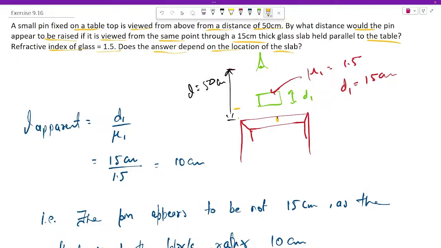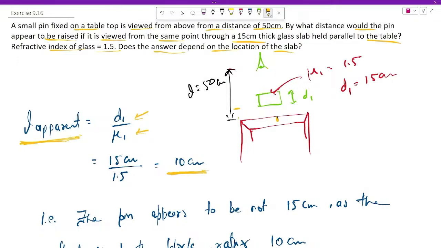So we know the formula for apparent depth or apparent length in this case, because the light is traveling through a different media, so there will be an apparent shift. Apparent length would be given by d1, that is the thickness of the glass, divided by mu1, that is the refractive index of this glass. Now substituting the values, we will get apparent depth of 10 centimeter.